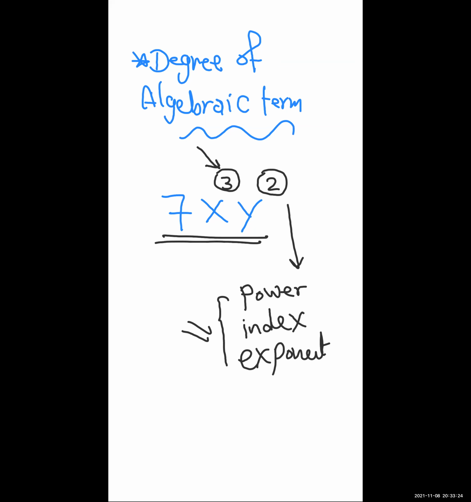So it's the sum of the powers, okay, for the variables. Here, what are the variables? Besides the 7, it's x and y. So here the first power is 3.